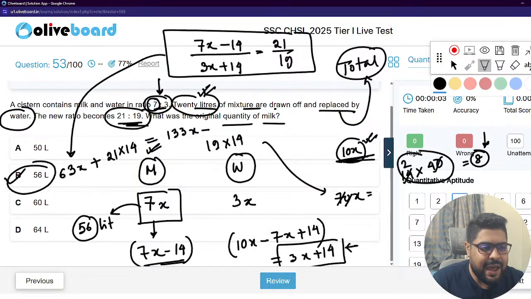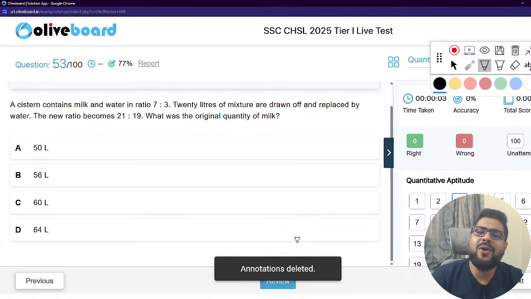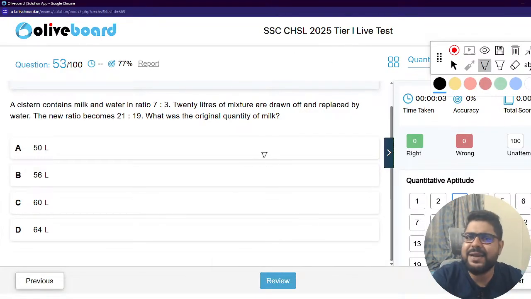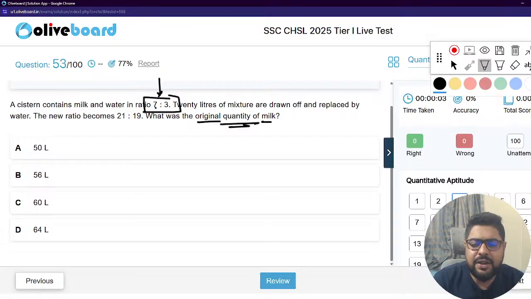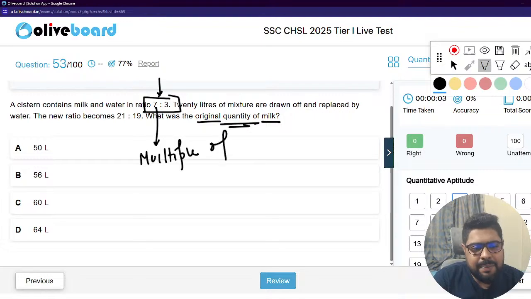Now, another method that Reena, just before I could say, Reena told us. Why are we doing all these calculations? Because you can skip all those calculations by understanding one simple thing. 7:3 was milk. They are asking the original quantity of milk, so it has to be a multiple of 7. That's the way you should think.